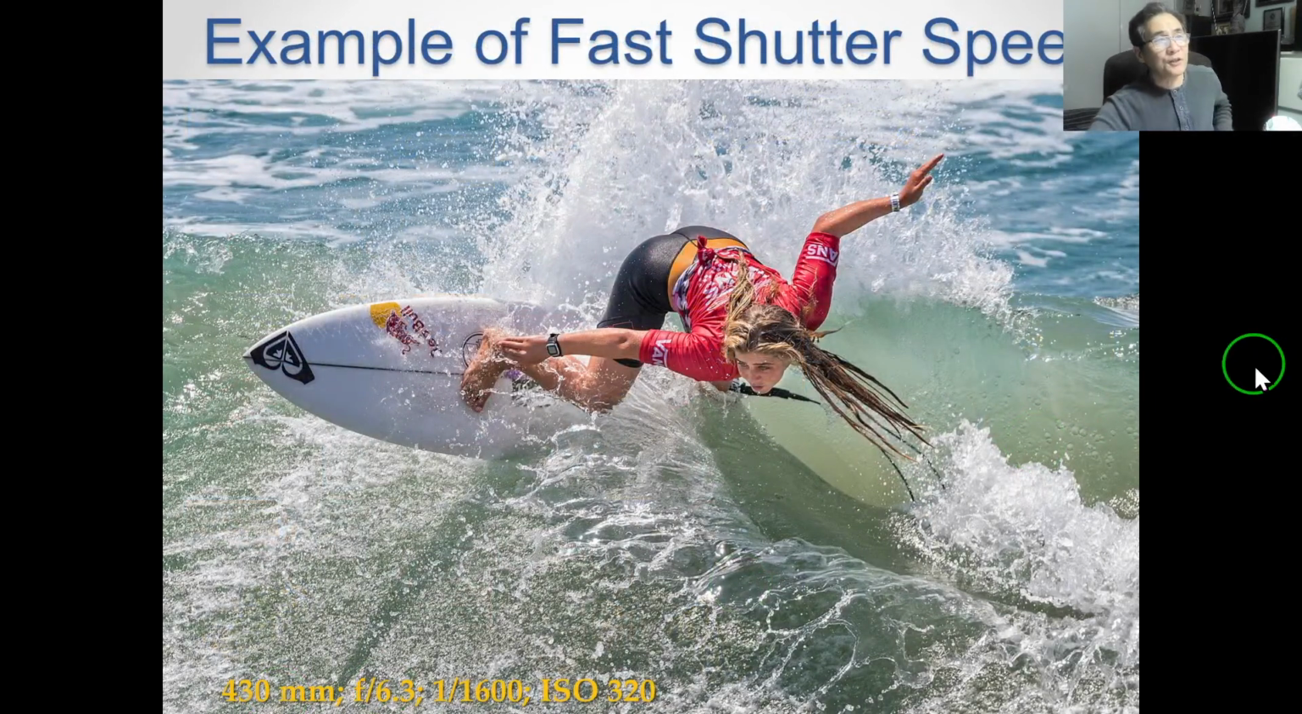Okay, here are a series of examples to show you. Okay, so you use shutter priority to set the fast shutter speed. In this example, a couple of years back at a surfing tournament, I took this picture, and the lady was surfing. I think this is Caroline Marks, and I set the speed to be 1/1600 of a second, and it was able to freeze the motion pretty well. All right.